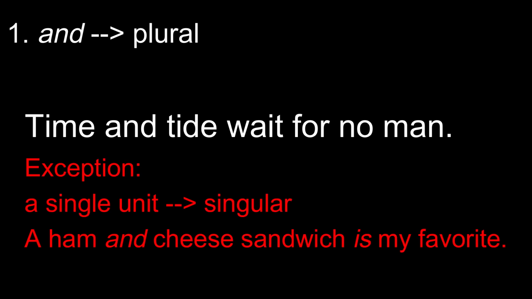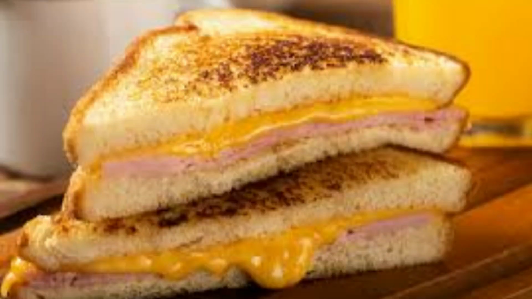Subjects joined by and take a plural verb. Example, time and tide wait for no man. If the joined subjects form a single unit or concept, a singular verb is used. Example, a ham and cheese sandwich is my favorite.